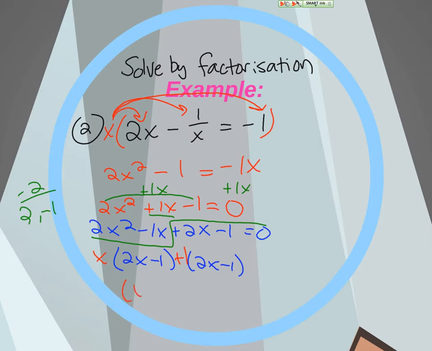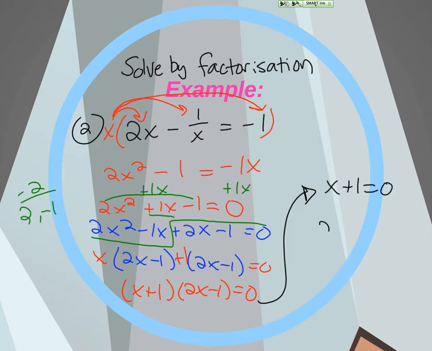So then I have x plus 1 and 2x minus 1 equals 0. So that factoring took a little bit longer too. After this, we use the null factor law, so x plus 1 equals 0 and 2x minus 1 equals 0. So when I solve, I end up with x equals negative 1 or x equals 1/2. I did that one kind of quick, so if you need help with that, let me know.